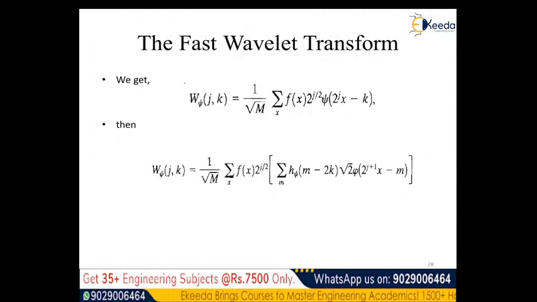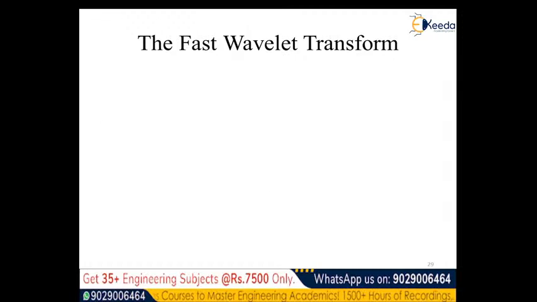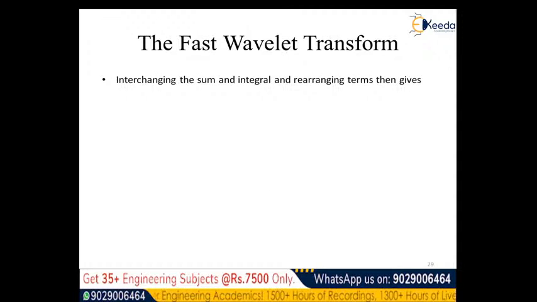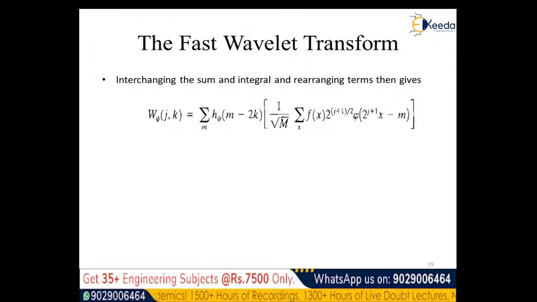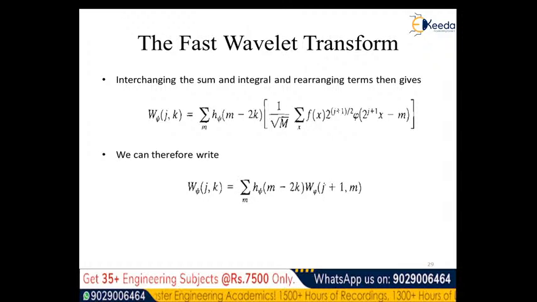So if we have the interchanging of the summation and the integration, and then the rearrangement if we made, at that time we can have the modified representation given as W_ψ(j,k) equal to the summation with the index variable m for h_ψ(m minus 2k) in multiplication to the square bracket that has 1 upon root m in multiplication to the summation with the index variable x for f(x) into 2 to the power (j plus 1) divided by 2 into the scaling function φ(2^(j+1) x minus m) here.